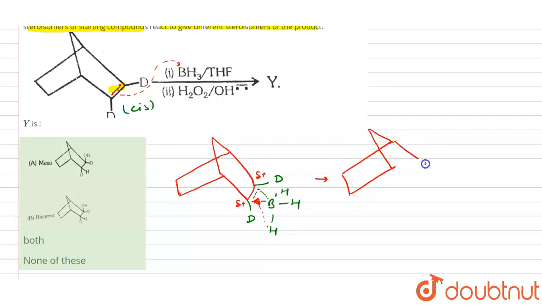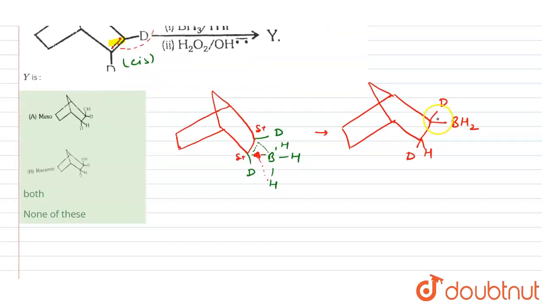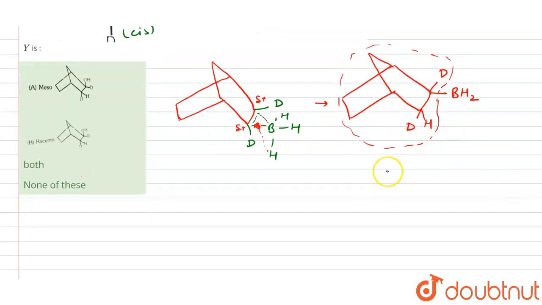This is the structure that we have given, and here we have added boron, so it will be BH2, meaning one hydrogen is transferred to the adjacent carbon in the pi bond, and here we have this D. So both the D will be present on the same side. Now we can assume this entire molecule as R, because it will be difficult to write again and again. So this is R, so RBH2 is there.